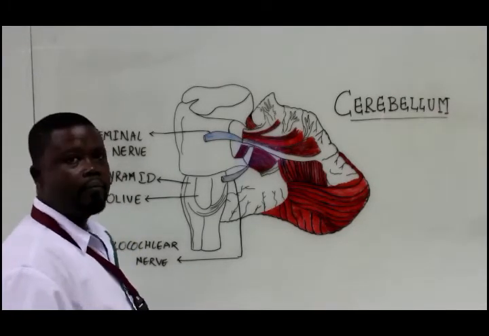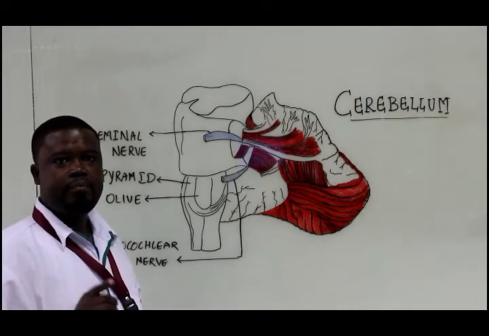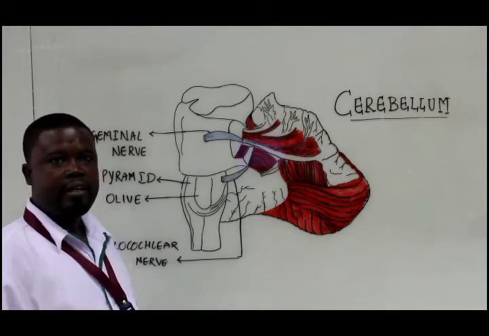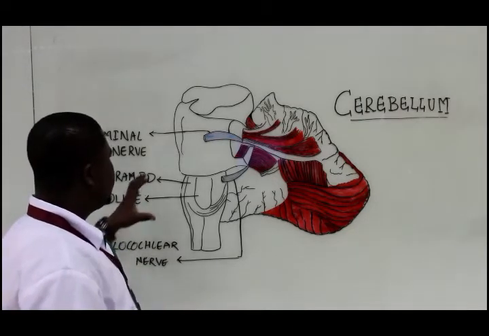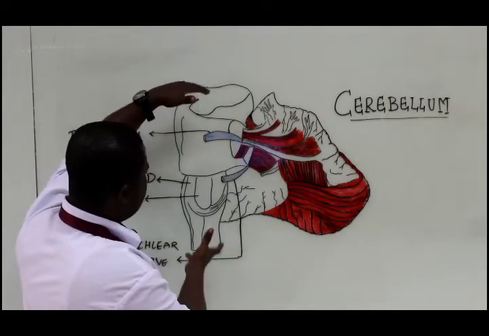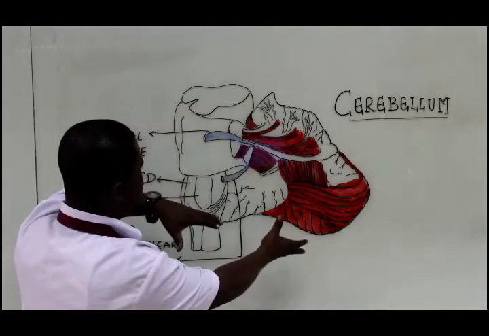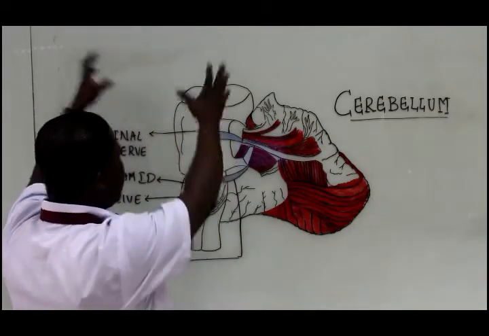In particular, it is active in coordination, precision, and timing of movement, as well as motor learning. This is part of the brain, and this brainstem and this little brain go in continuation of the main brain.